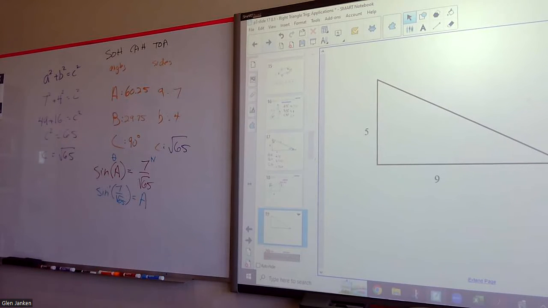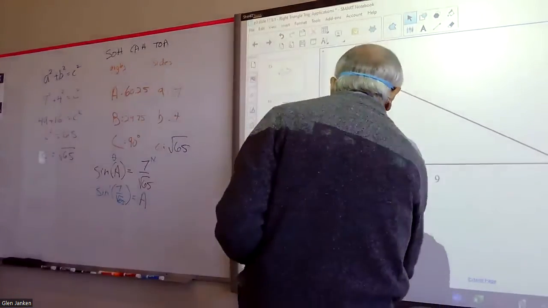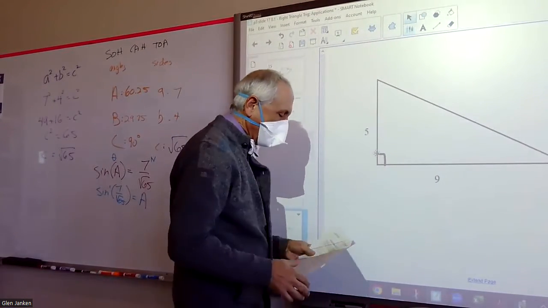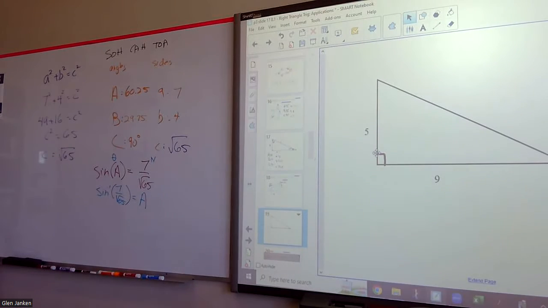We do know that is a right angle. Yes, we do know that. That's a good question. If it wasn't, then we really couldn't solve it. Yeah. So that is a right angle right there. This is a right angle. Yes.